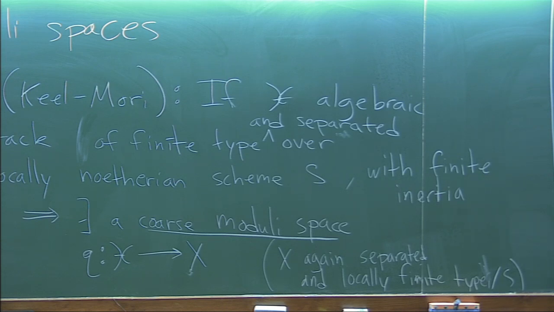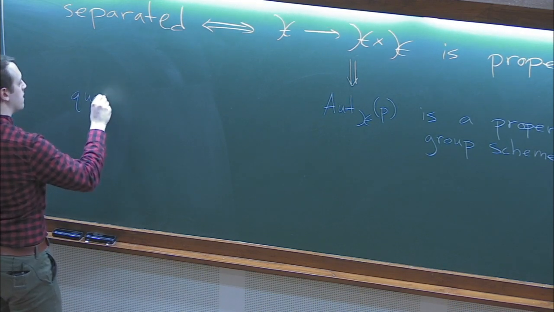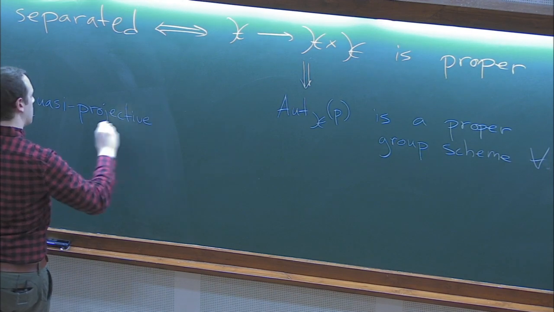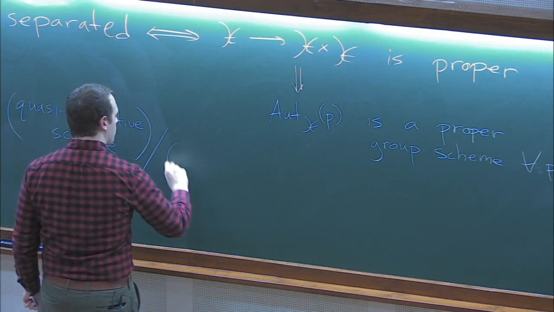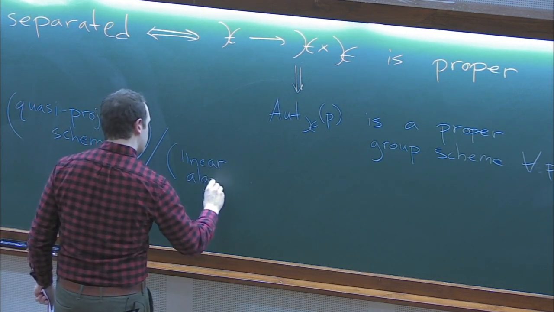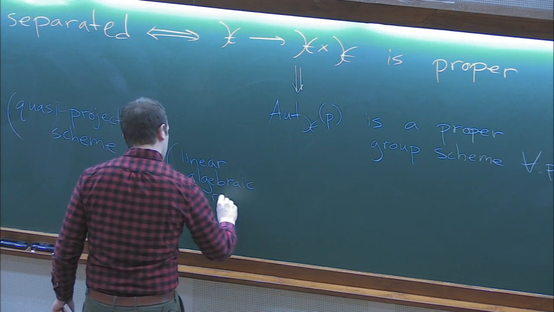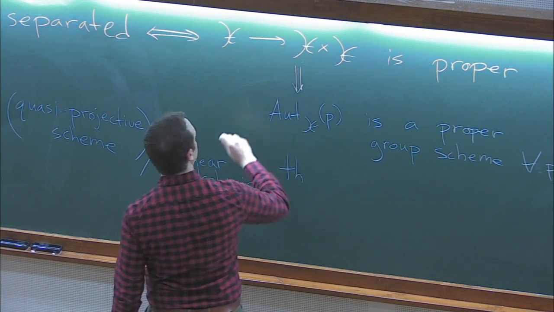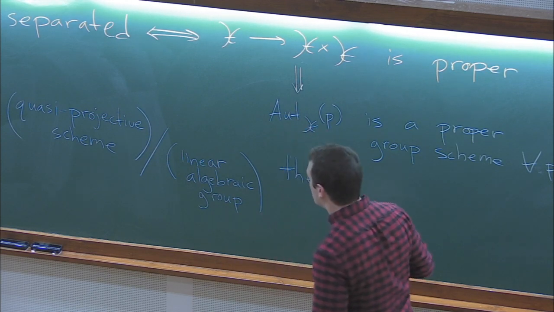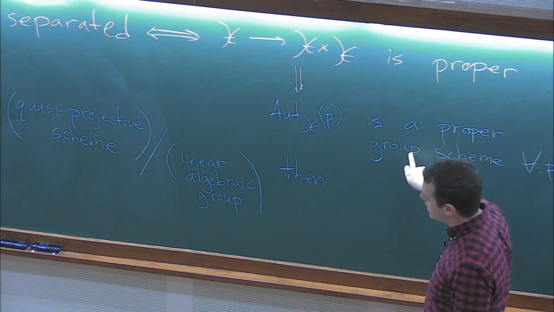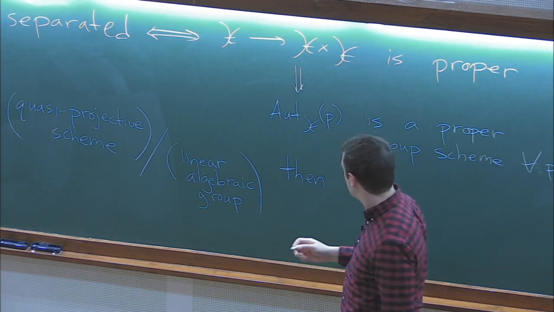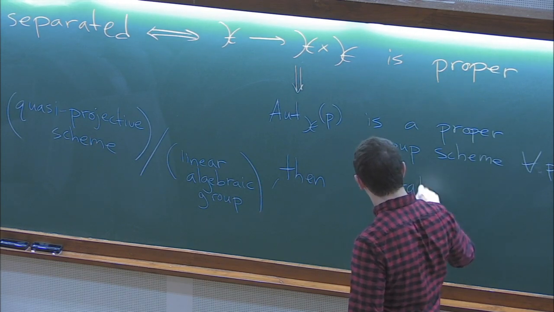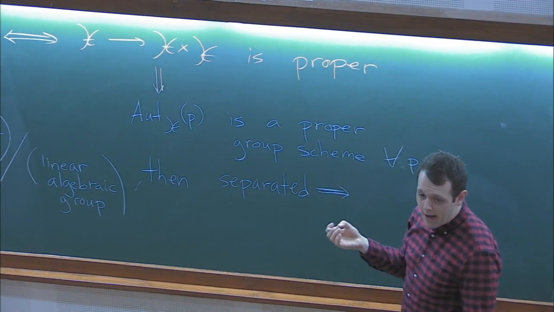So I guess the point is that in geometry, if you consider a quasi-projective scheme, and the quotient stack of a quasi-projective scheme modulo a linear algebraic group, everything I've written on the board here is correct. Separated means that your automorphism groups are proper. If your stack is a quasi-projective scheme modulo a linear algebraic group, then all automorphisms, which are just stabilizers, all stabilizer groups are affine. So then separated implies your automorphism groups are affine and proper, so they're finite.